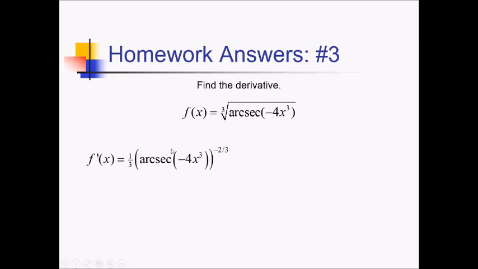Now we have to take the derivative of the something, of arcsecant. That's going to be 1 over the absolute value of negative 4x cubed times the square root of negative 4x cubed, squared, minus 1. All that stuff. Now we have to multiply by the derivative of negative 4x cubed, which is going to be negative 12x squared.